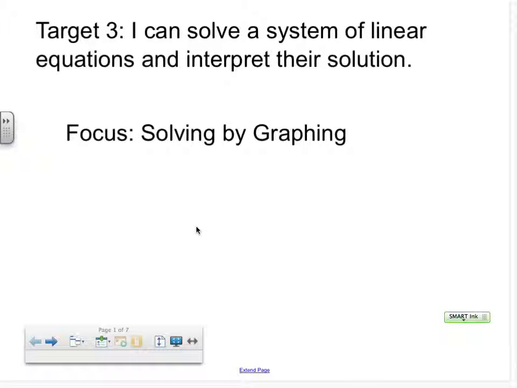Algebra 2, Target 3. I can solve a system of linear equations and interpret their solutions. This is a couple-day target. Our focus today is going to be solving by graphing. What is a system of linear equations?